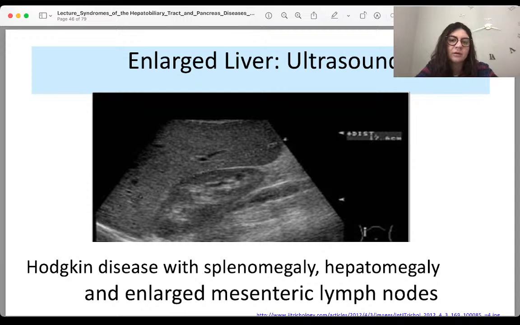And ultrasound. Here an example of ultrasound of patient with Hodgkin's disease with splenomegaly, hepatomegaly, and enlarged mesenteric lymph nodes. Here we see that it is a very big liver, hepatomegaly, and tissue of liver press on some structure that visualized like enlarged lymph node.